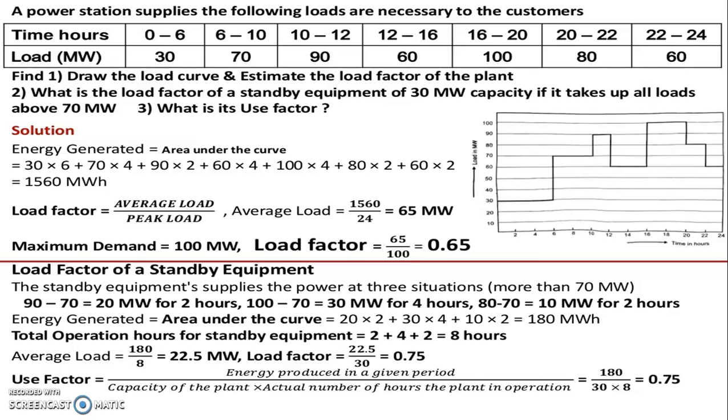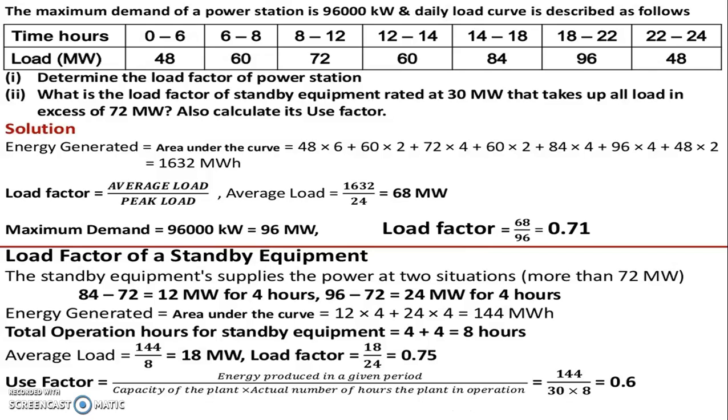Finally the use factor. So use factor is nothing but the ratio between energy produced in the given period to the capacity of the plant into the actual number of hours the plant is in operation. So here the energy produced in the given period is 180, divided by the capacity of the plant, 30 megawatt, into the actual number of hours the plant is in operation, which is 8 hours. So the use factor will be 0.75.